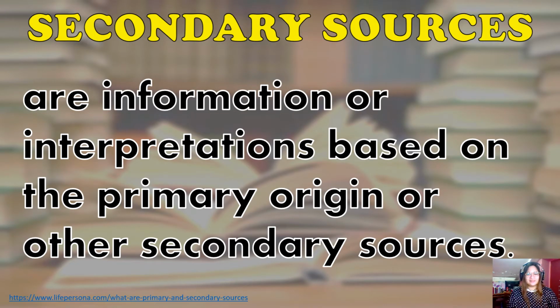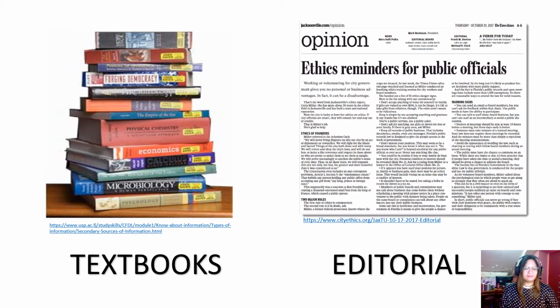Now let's go to the secondary sources. So secondary sources are basically analysis or interpretation of the primary sources. Examples of which are the following. We have textbooks. The textbooks that we often use in school, those are secondary sources because the information written in there are taken from the primary sources. Another example would be biopics or documentaries. So those are examples of secondary sources.